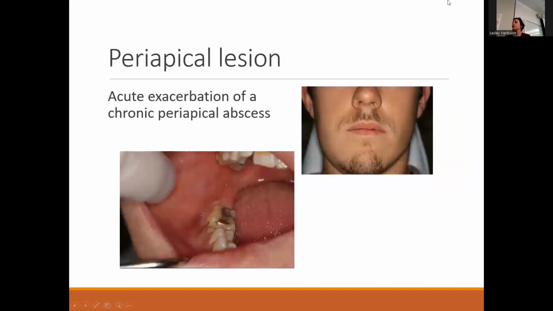So here's an acute exacerbation of a chronic periapical abscess. So they had an abscess and they just let it go. And you can see there's a lot of swelling in and around this area down in the vestibule. And you can also see swelling in their cheek. And this is really dangerous.